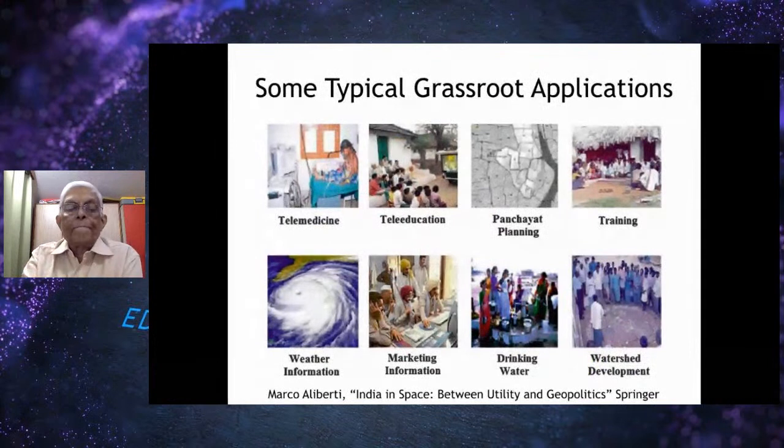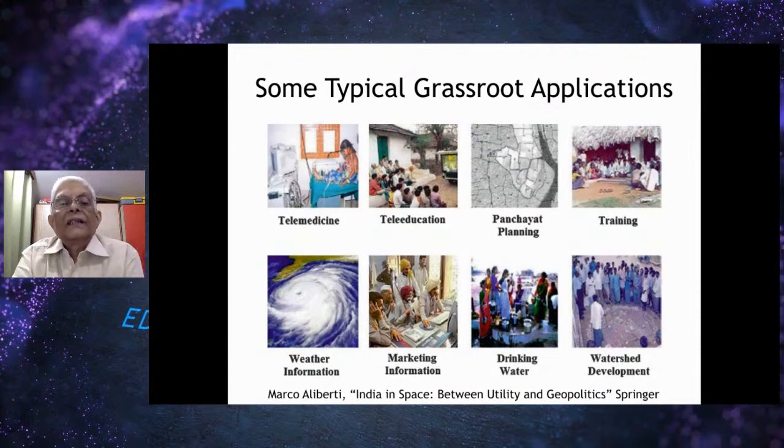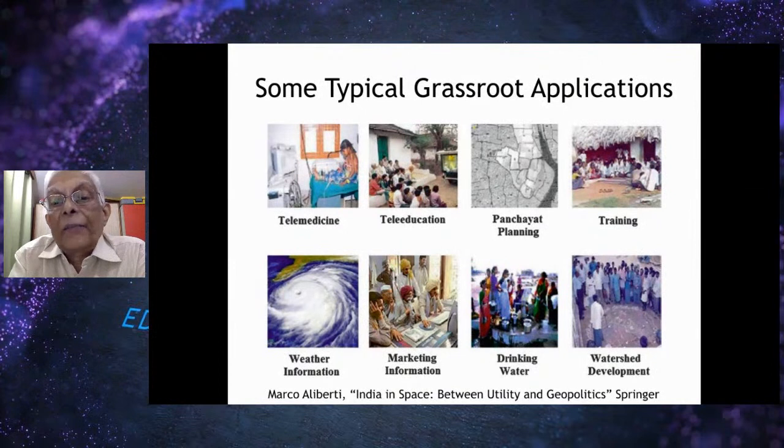This is shown in the next slide, which again I've picked up from a very interesting book called India in Space: Between Utility and Geopolitics, published by Springer, and the author is Marco Aliberti. You can see here some of the typical applications which have already been done, like remote medicine using telemedicine systems, which use satellite communications. Teleeducation, of course, is very famous. Then we have things like planning at a very detailed level at the panchayats, training of people, training of teachers. Weather is again a very big application which we are very much into.